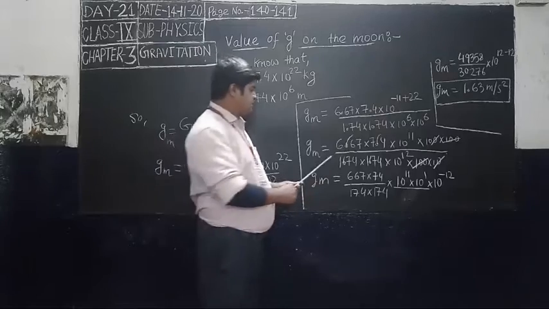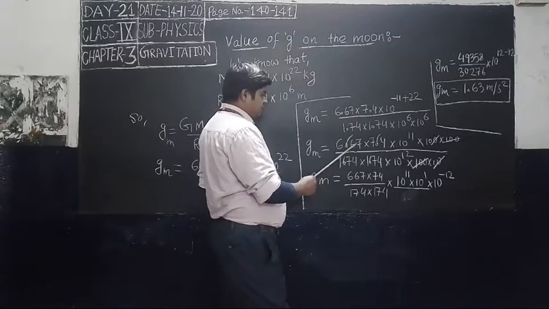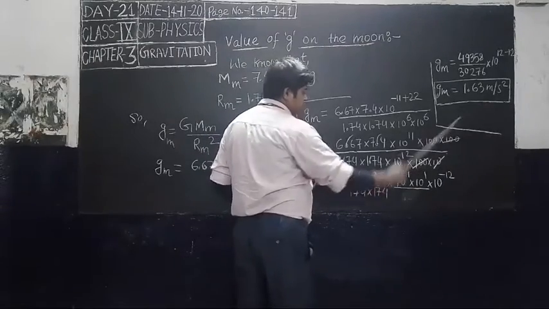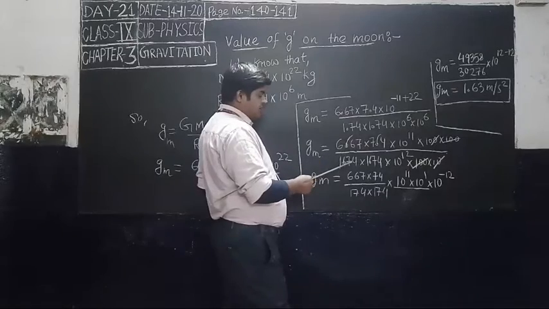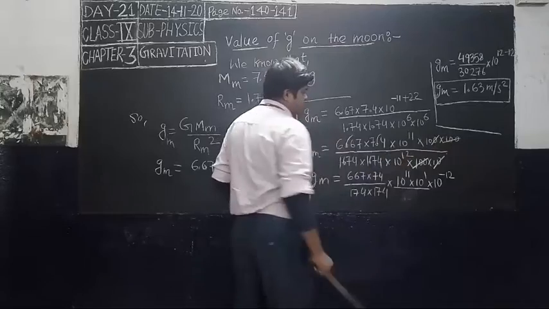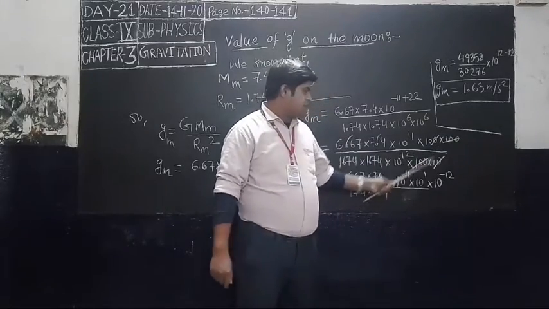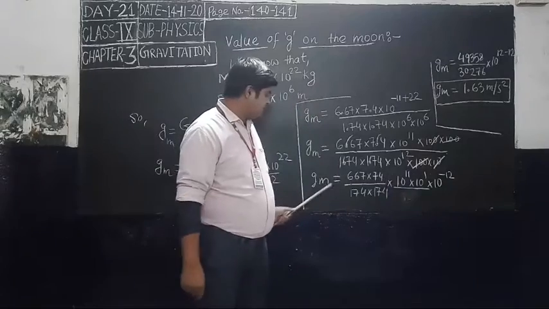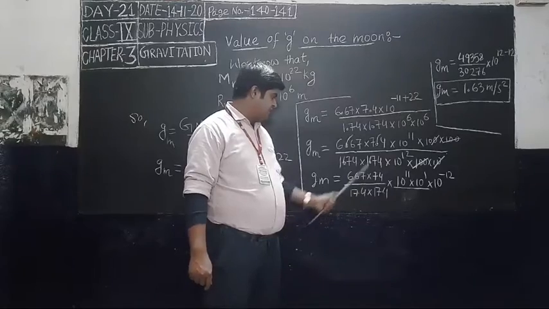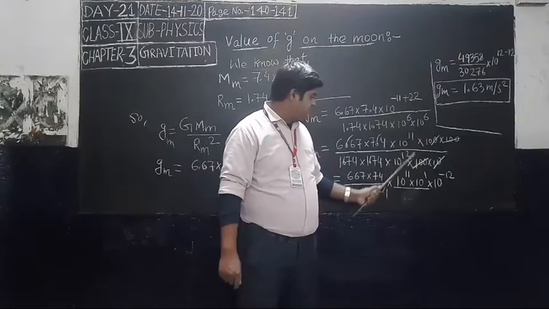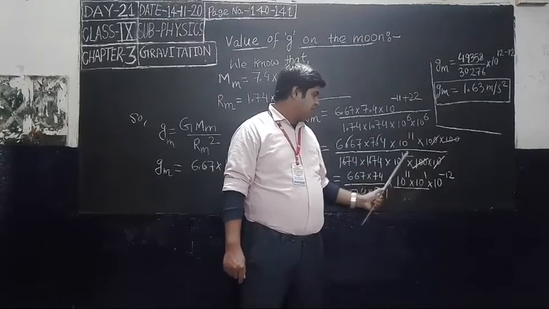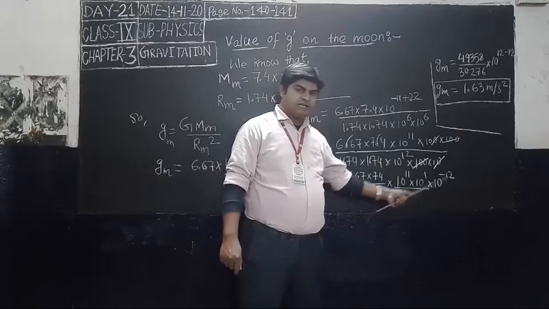Now remove the decimal places. For 1 digit after the decimal, you will put 10, remove the decimal, and for 2 digits, you will put 100. Okay, 100 cancels out, 10 cancels out. Now gm is equal to 667 into 74 by 174 into 174 into 10 to the power 11 into 10 to the power 1 into 10 to the power minus 12.